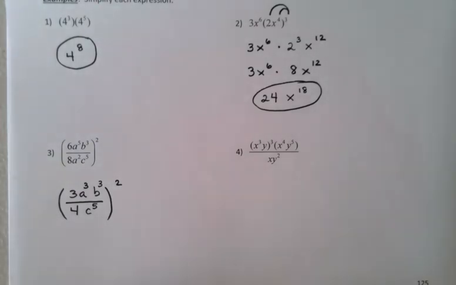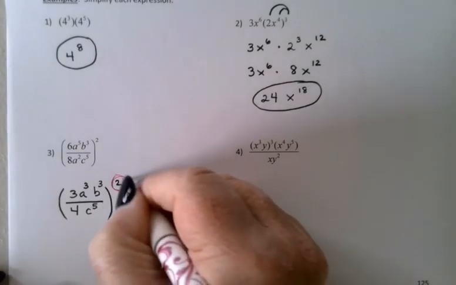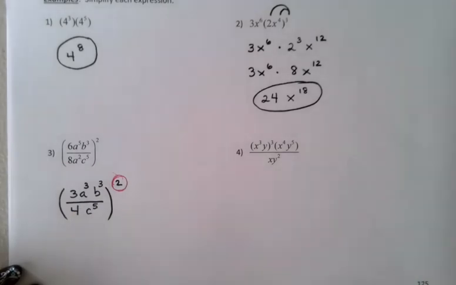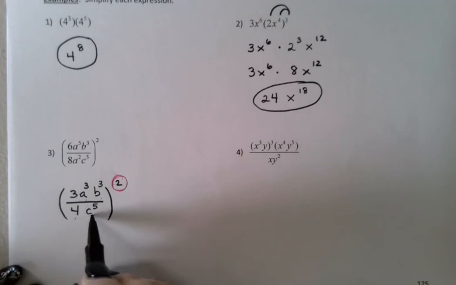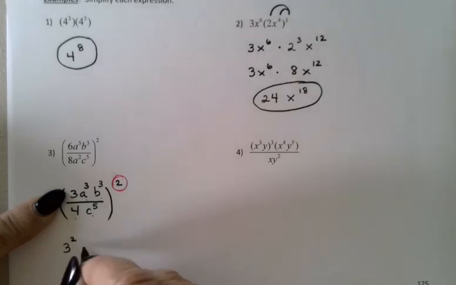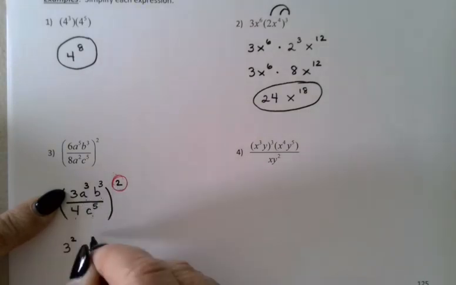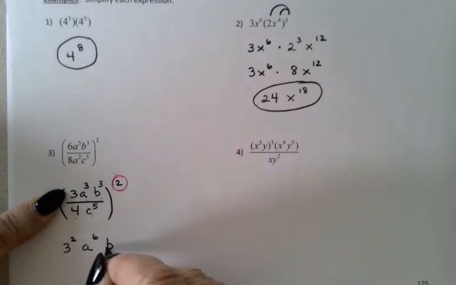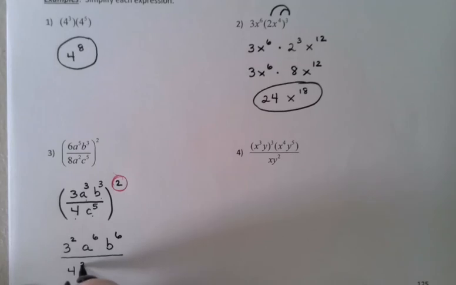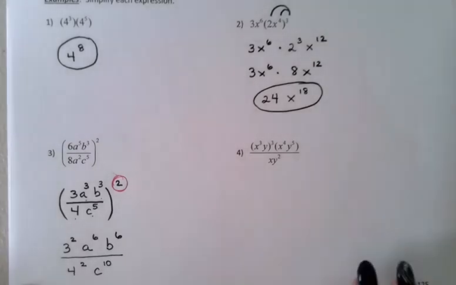Now I can go ahead and apply this exponent of 2. Because everything inside my parentheses is either multiplied or divided, I can apply that 2 separately to every single factor. Notice I'm going to use it 5 times. 1, 2, 3, 4, 5. So what do we get? 3 squared. a to the 3 times 2 would be 6. b also 3 times 2 would be 6. And on the bottom, 4 squared. c to the 5 times 2 is 10.